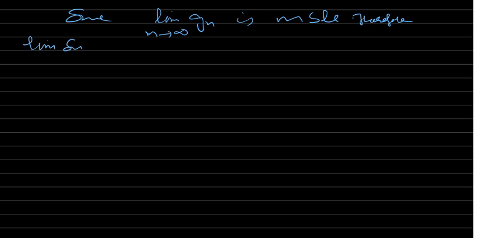Since limit n approaches to infinity gn, which is by part 1 measurable, therefore this thing, limit superior of fn(x), is measurable. Limit inferior will then follow from this, limit inferior is also measurable.